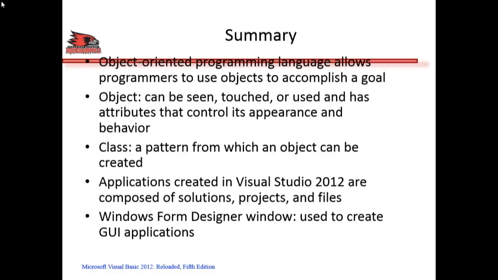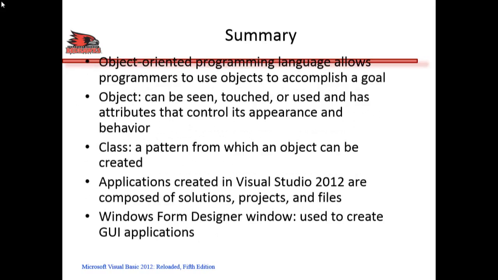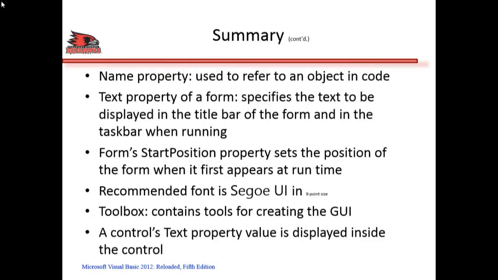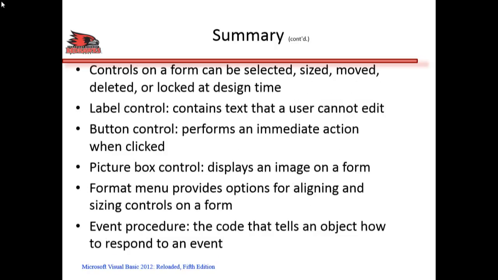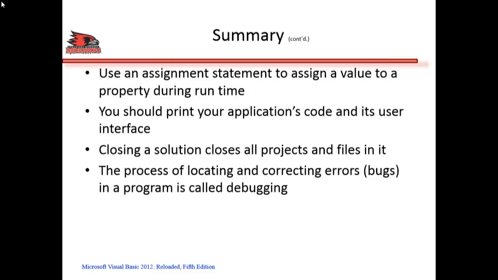And there are a few summary slides here, quite a few actually, describing whatever we did throughout this whole class regarding objects, classes, forms, solution explorer, properties windows, and the different properties, the controls, different types of label, button, picture, format, event, class name, method name, the me.close instruction, saving it, stuff like that, assignment statement, printing, closing, etc. So that's basically our first class.